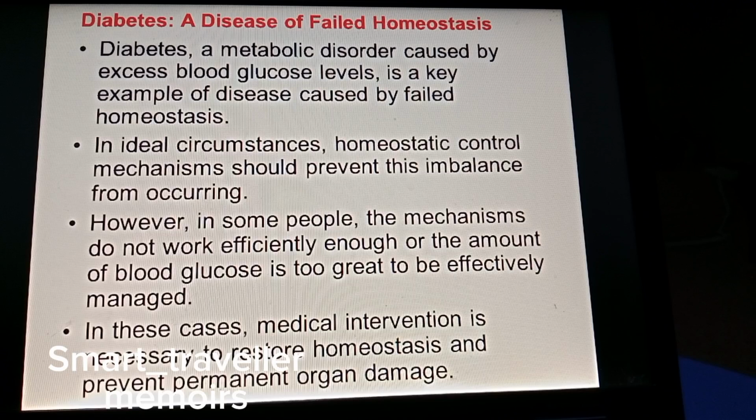Diabetes, a disease of failed homeostasis. Diabetes, a metabolic disorder caused by excess blood glucose levels, is a key example of a disease caused by failed homeostasis. In ideal circumstances, homeostatic control mechanisms should prevent this imbalance from occurring. However, in some people, the mechanisms do not work efficiently enough or the amount of blood glucose is too great to be effectively managed. In these cases, medical intervention is necessary to restore homeostasis and prevent permanent organ damage.